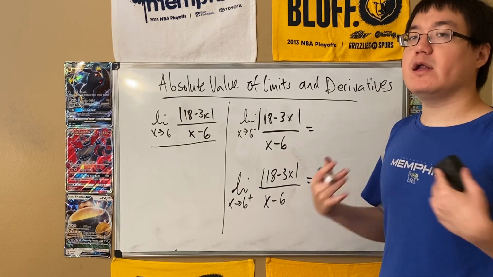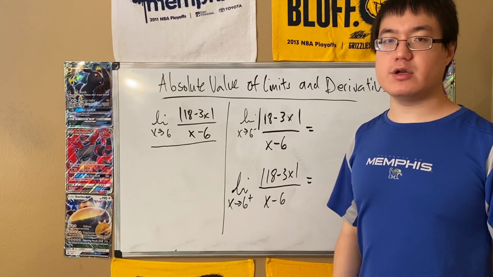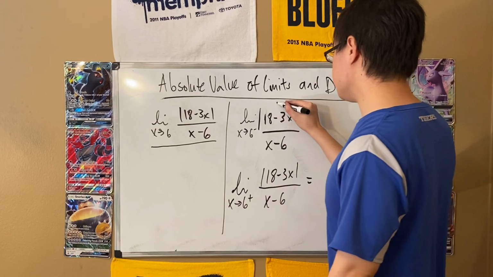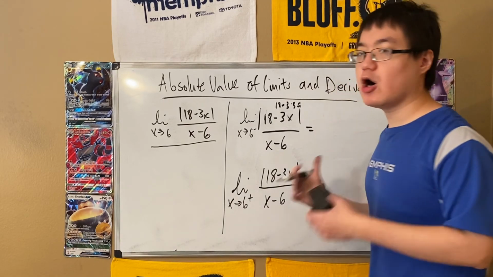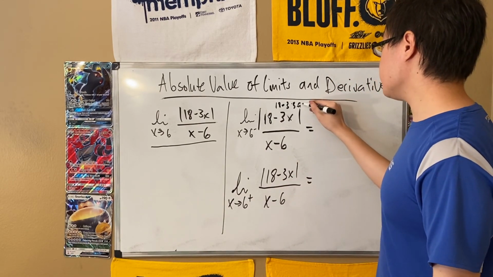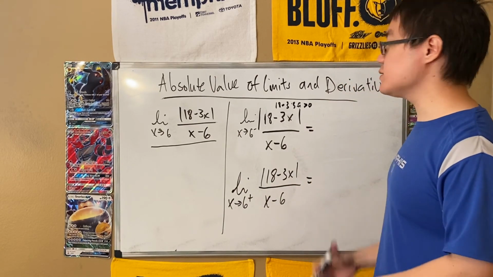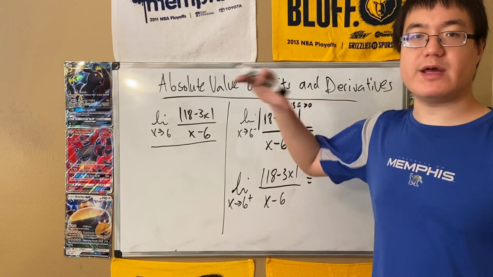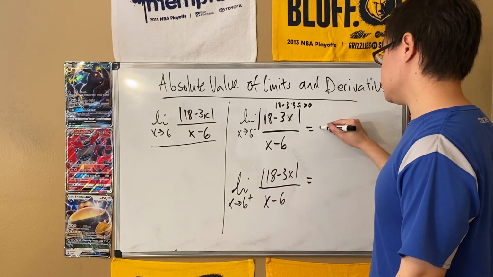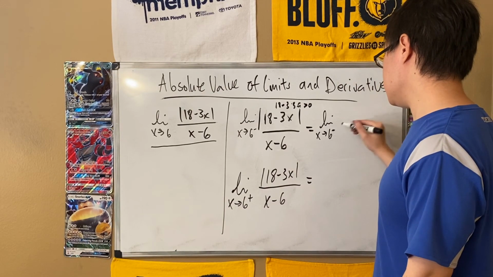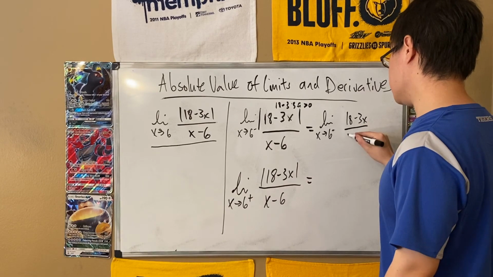So what we do is plug in a number really, really close to 6 on the appropriate side. In this case, we're going from the left, so a good number to plug in would be, for example, 5.9. So we have 18 minus 3 times 5.9. I don't actually care what this number is. All I'm trying to determine is whether this is positive. And this one actually is positive, so we're going to write positive here. Because we have a positive quantity, absolute value does nothing to it, so we can just erase the absolute value bars. So you have the limit as x goes to 6 minus of 18 minus 3x over x minus 6.